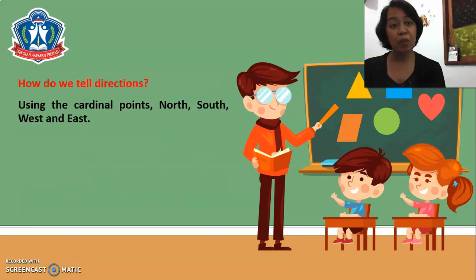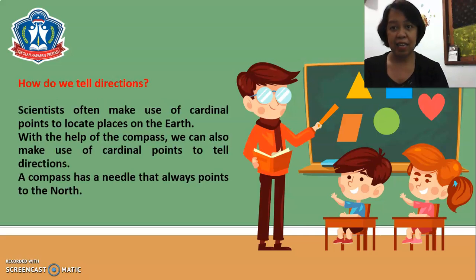How do we tell directions? We can tell directions using the cardinal points, which are the north, the south, the west, and the east. Scientists often make use of cardinal points to locate places on the earth. With the help of the compass, we can also make use of cardinal points to tell directions. The compass is a needle that always points to the north.